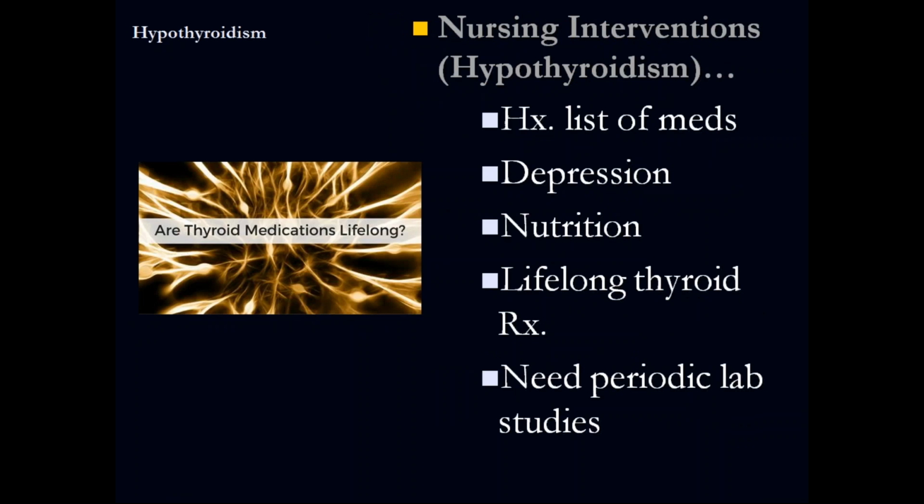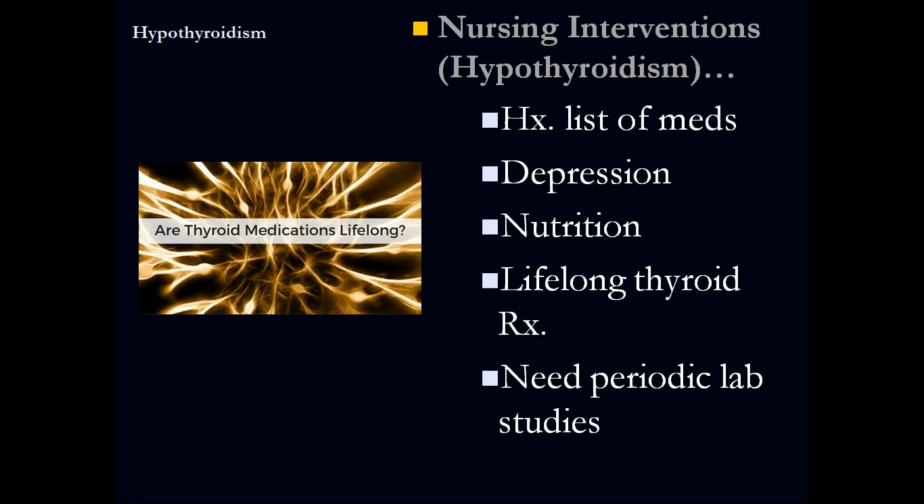Okay, so history or list of medications. We already talked about over-the-counter ones, like selenium. We have vitamin A. Depression is one of the signs and symptoms of hypothyroidism. The patient is hypo, low, depressed. Nutrition: the patient says, "I'm gaining weight and I don't know why I'm gaining weight if I eat so little, or I was eating as before."